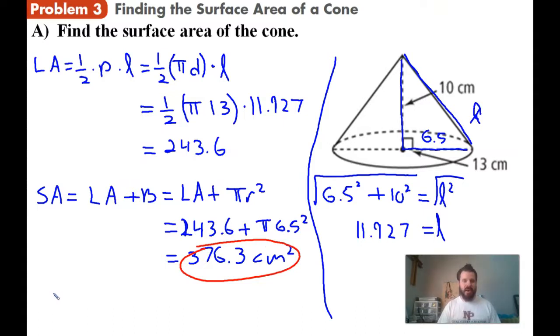Okay, last problem for the day, part B, same idea, finding surface area of a cone. Why don't you take a minute, pause the video, give that one a shot, and then hit play to see how it's worked out or to check your answer.